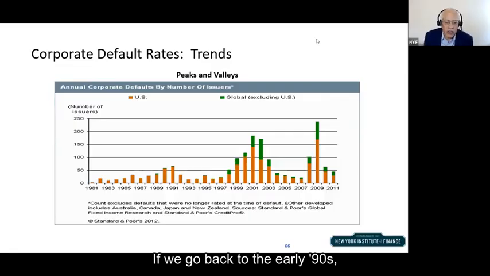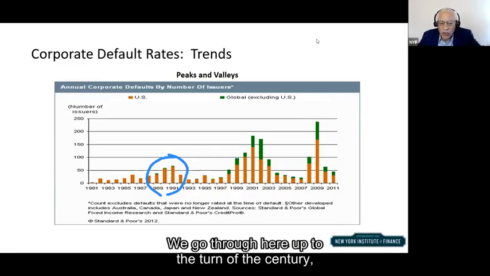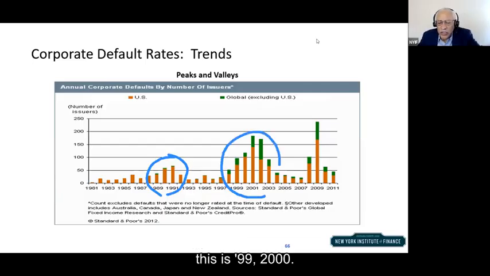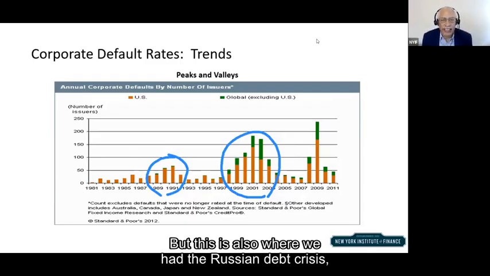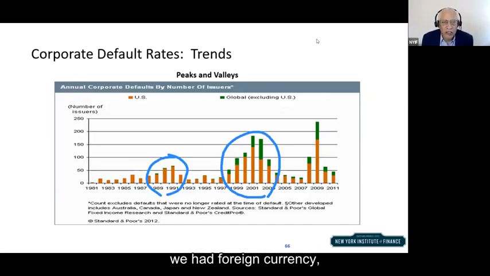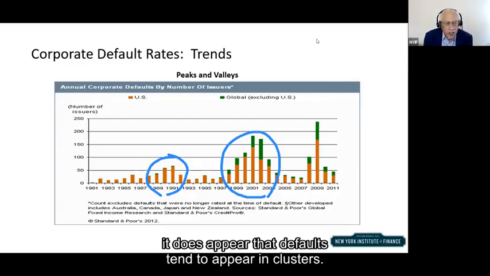If we go back to the early 90s, you can see that there was a global recession during that period. We go through here and up to the turn of the century, 99, 2000. I had called this the dot-com craze, but this is also a period where we had the Russian debt crisis. We had a foreign currency Asian crisis during that period as well. So as we look at what's happening in the marketplace, it does appear that defaults tend to appear in clusters.